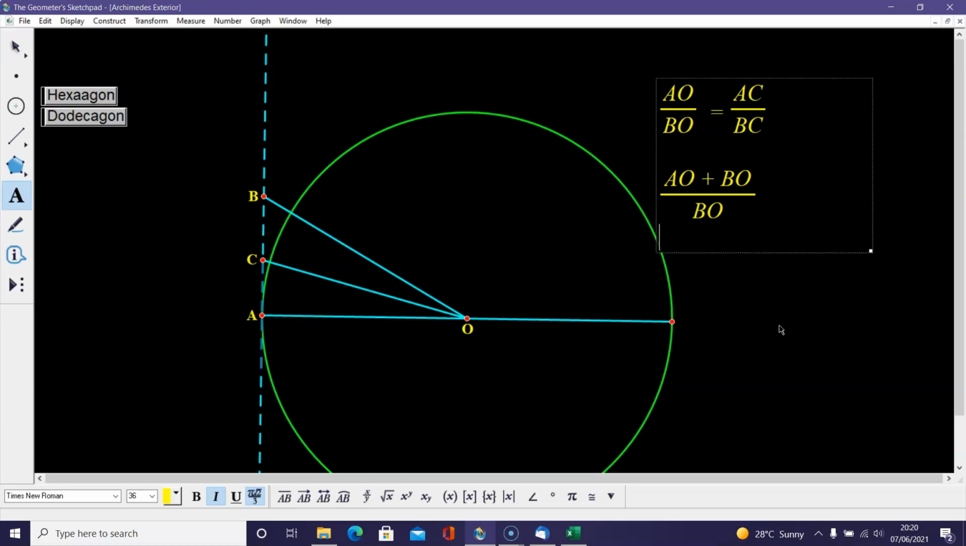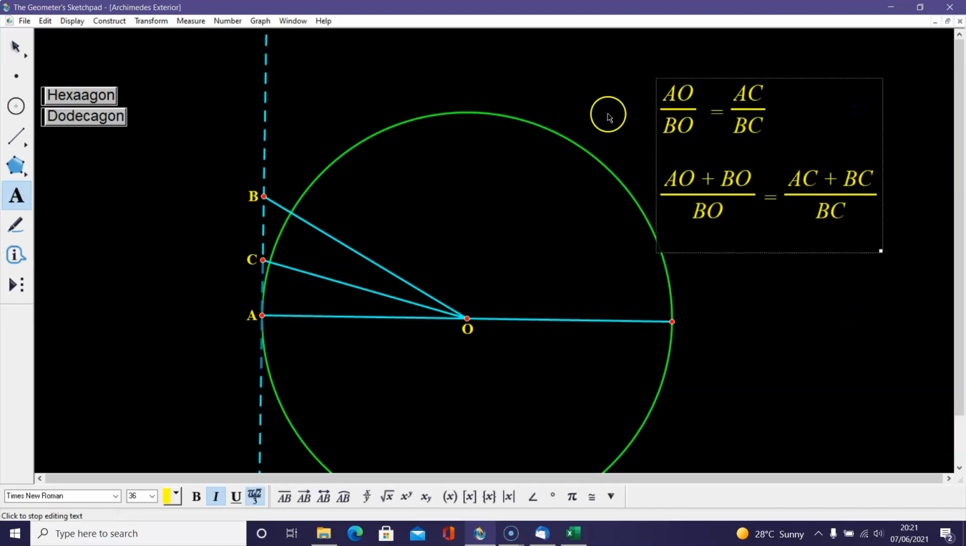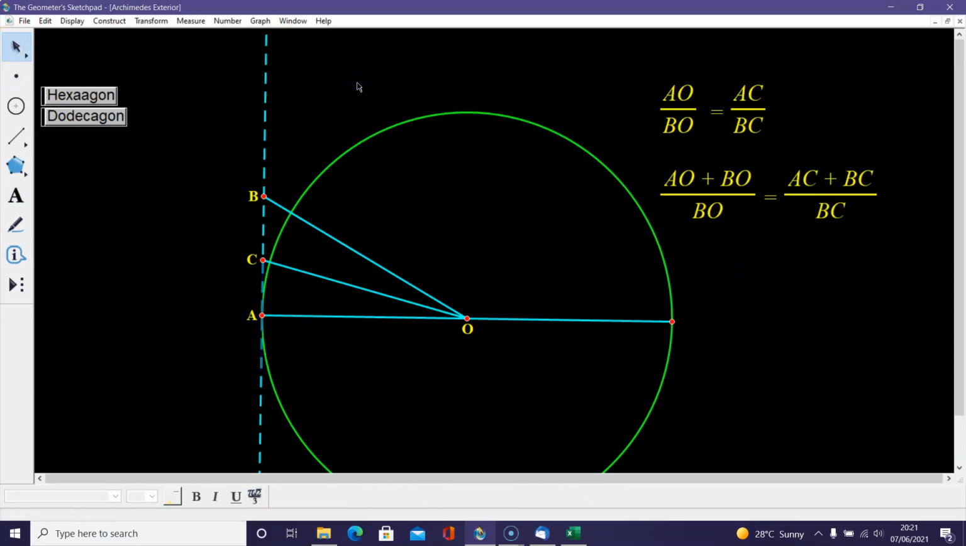Basically, I'm just adding a fraction to a fraction in this case. And over here on the right-hand side, I am going to now have AC plus BC over BC. And once I spread this out, get it on one line, we can now talk about what we know and what we don't know. And because of this, we know the measurement of AO and OB. So this is all known.